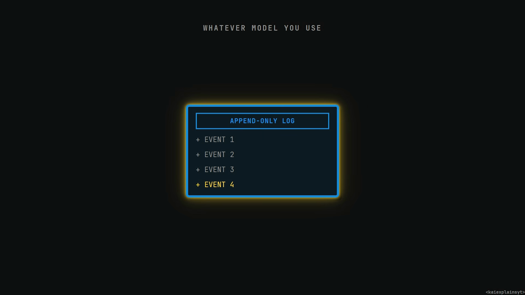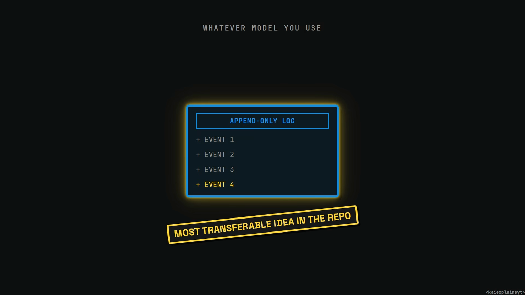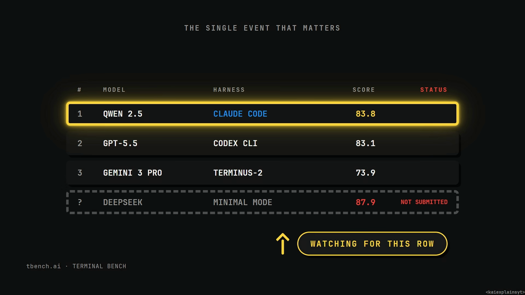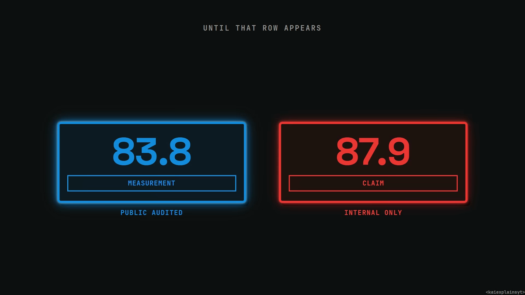And whatever you use, go read that design note about the append-only log. The discipline in it is free, it applies to anything you build on, any model, and it's probably the most transferable idea in the whole repo. The one signal I'm actually watching? A DeepSeek row appearing on the public Terminal Bench leaderboard, submitted by someone who doesn't work at DeepSeek. That's the single event that turns 87.9 from a claim into a measurement. Until that happens, the gap between 87.9 and 83.8 tells you less than the 8.1 point gap between 2 runs of the exact same model weights in different rooms.